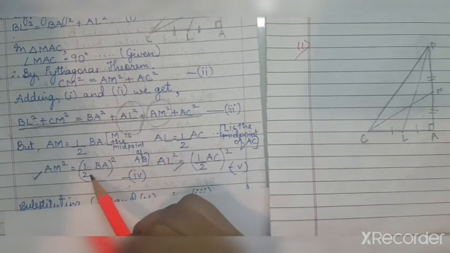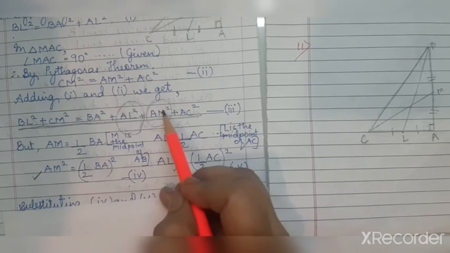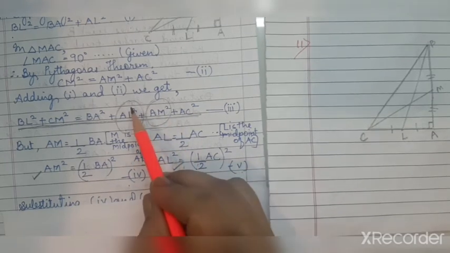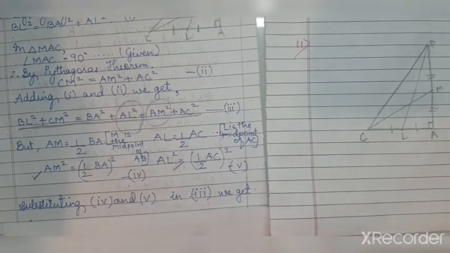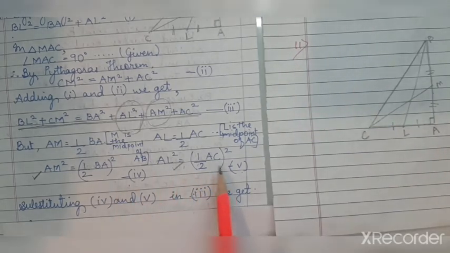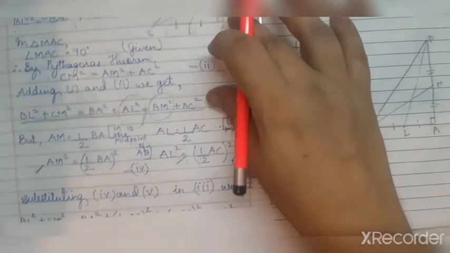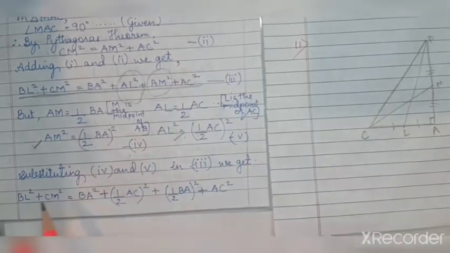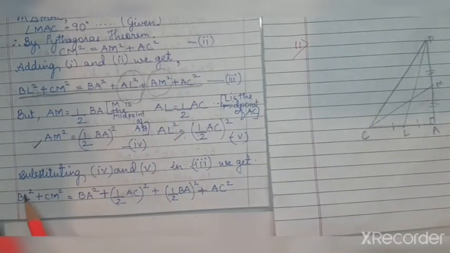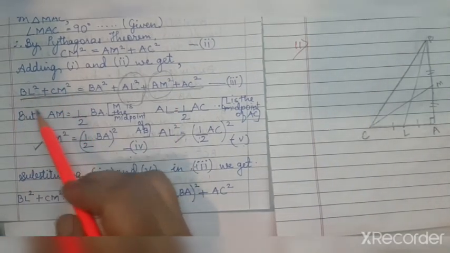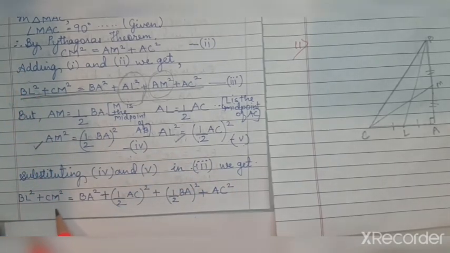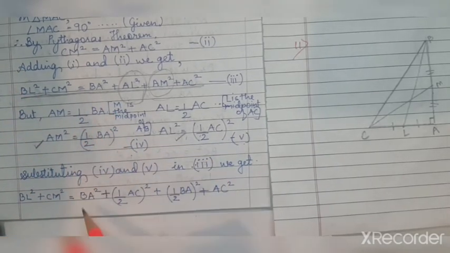Okay, so this AM square I will substitute here and this AL square I will substitute here. After substituting statement 4 and 5 in statement 3, we get this particular statement. The left hand side remains the same: BL square plus CM square is equal to BA square.